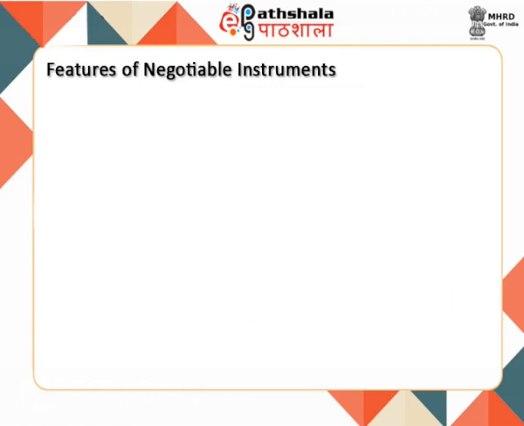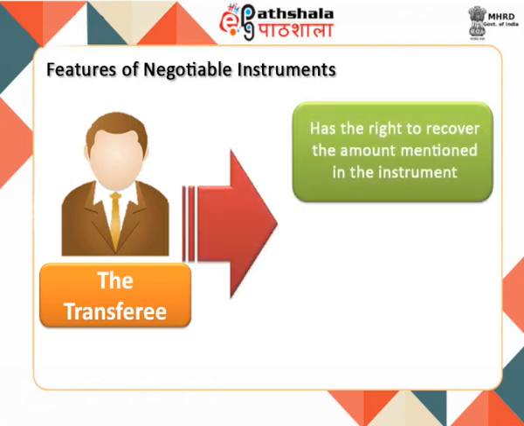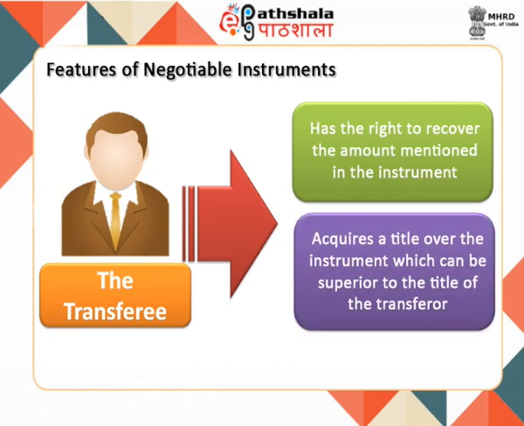Two very important features of negotiable instruments are: 1. The transferee of a properly made and acquired negotiable instrument has the right to recover the amount mentioned in the instrument in his own name, and 2. The transferee of a negotiable instrument acquires a title over the instrument which can be superior to the title of the transferor if it happens to be defective in some manner.